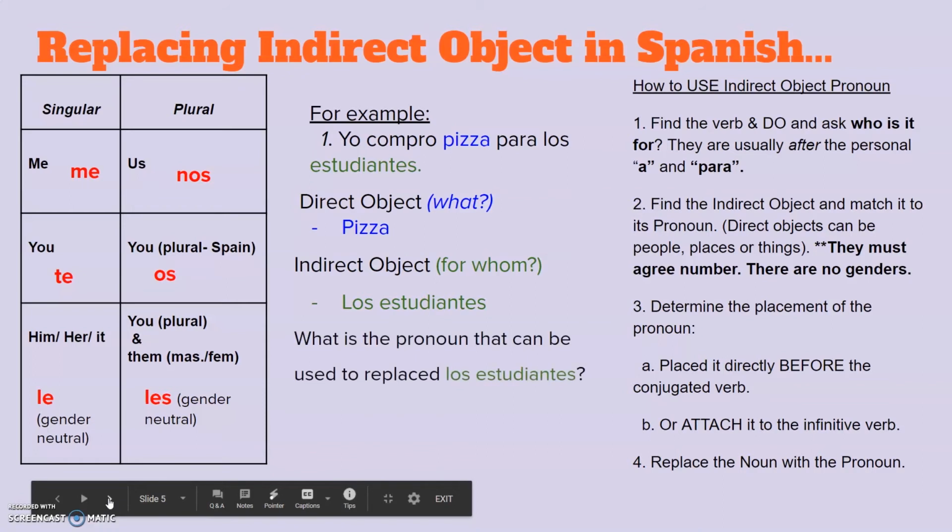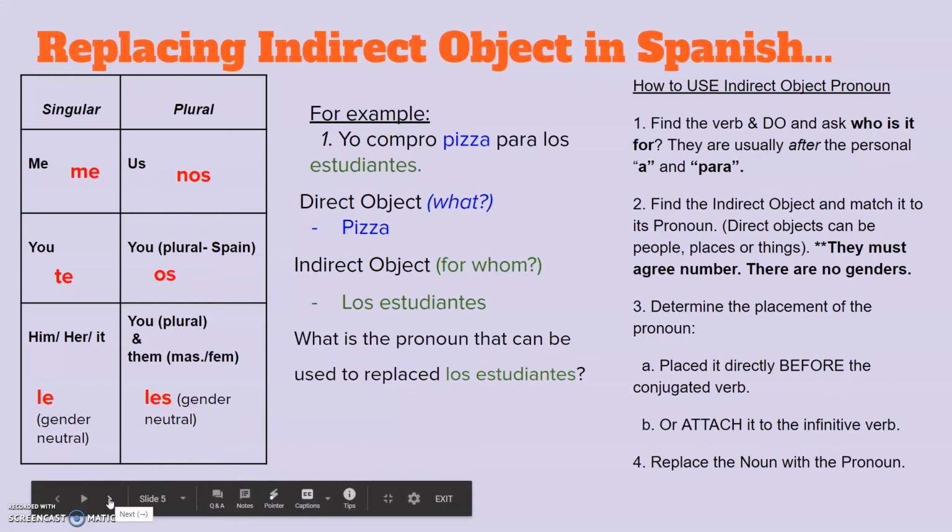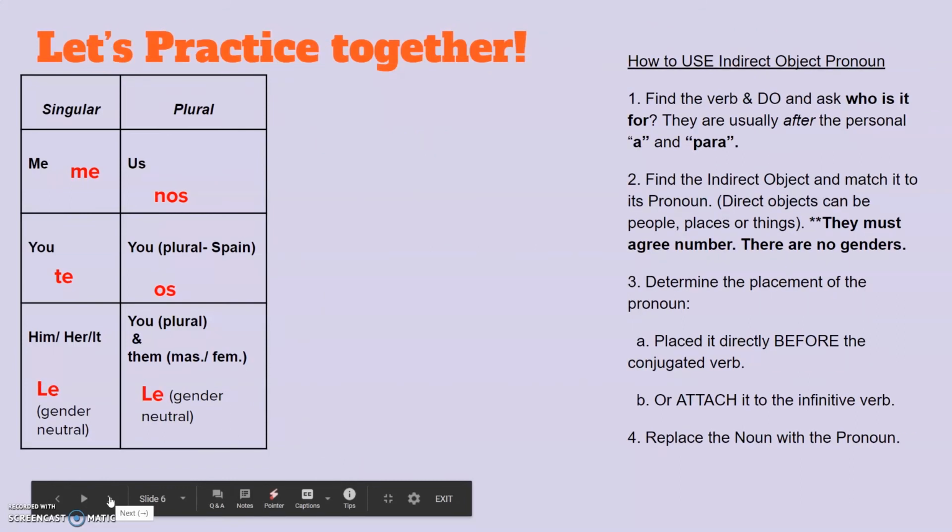So what is the pronoun that can be used to replace los estudiantes? Remember, it's multiple students, so it cannot be singular. And in this case, it's gender neutral. So it has to be les. Okay? So now let's rewrite the sentence, the placement, and the verb. Find the verb that's conjugated. And the verb is comprar, to buy, but it's conjugated for yo, so it's compro. So we're going to put it before compro. Yo les compro pizza.